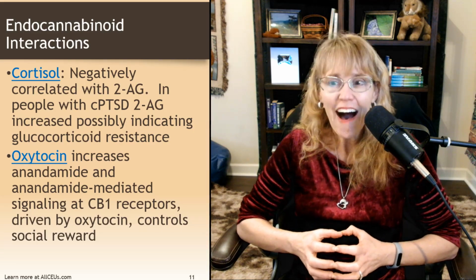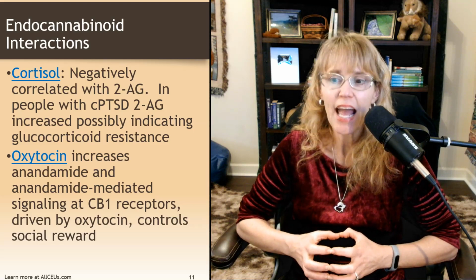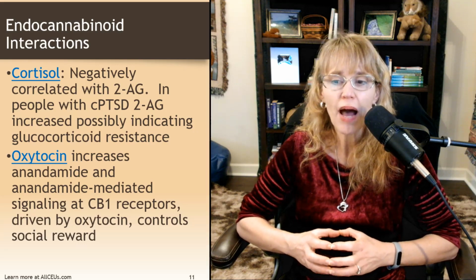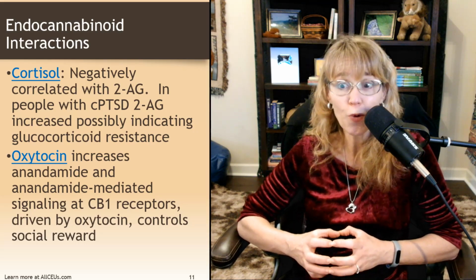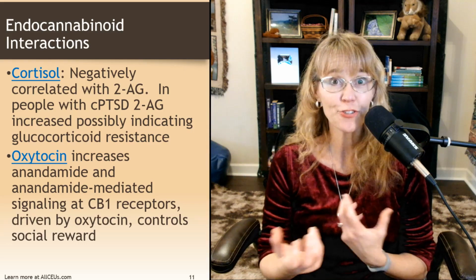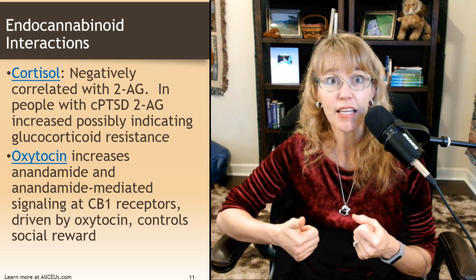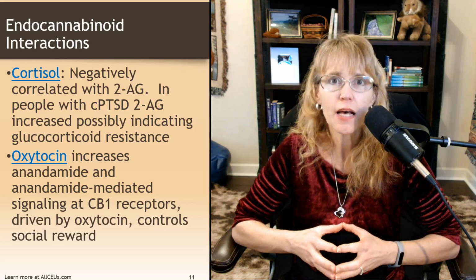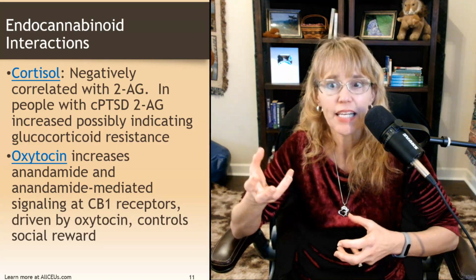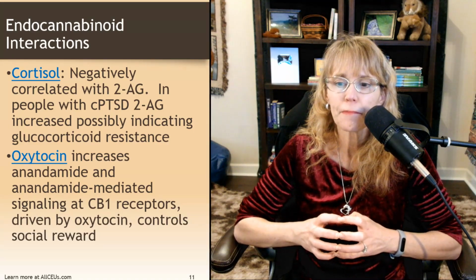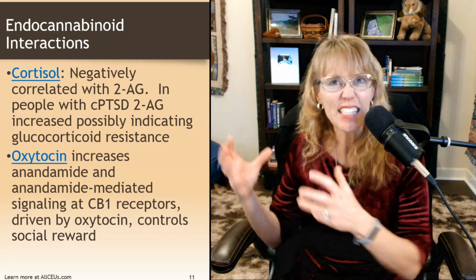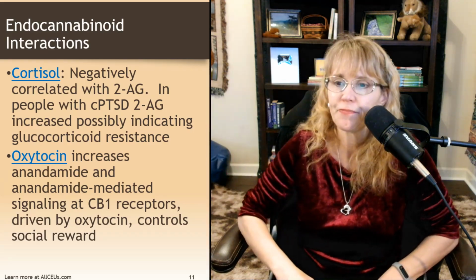And as I mentioned earlier, oxytocin increases anandamide, and anandamide-mediated signaling at CB1 receptors is driven by oxytocin and controls social reward. So oxytocin increases anandamide. When you're engaged in those social activities, it increases the activation of those CB1 agonists in our brain. So we're increasing the cannabinoids. And this controls social reward. So when oxytocin's there and anandamide increases, it's more rewarding, whatever we're doing right then.